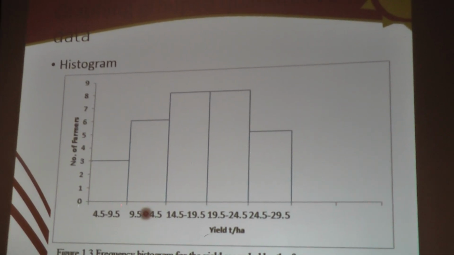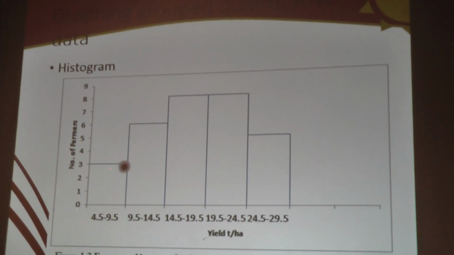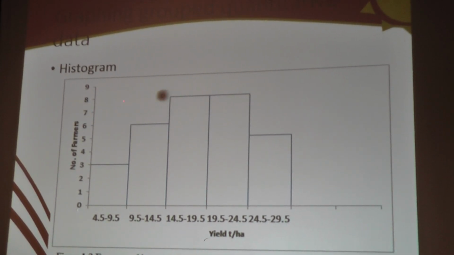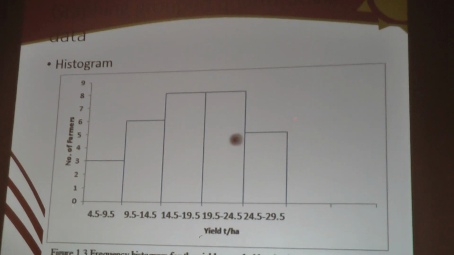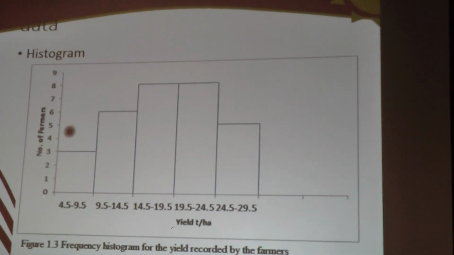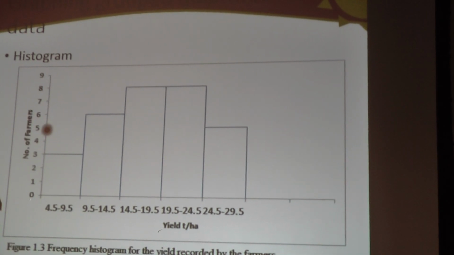So against this, you mark the frequency. For this class it is 3, the other class is 6, the other one is 8, the other one is 8, and the last one is 5. This is 5. You can see here it's 5.